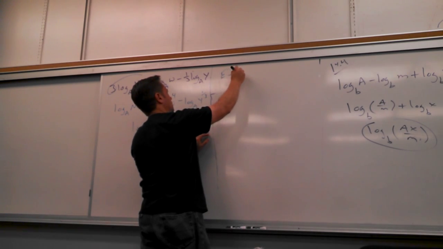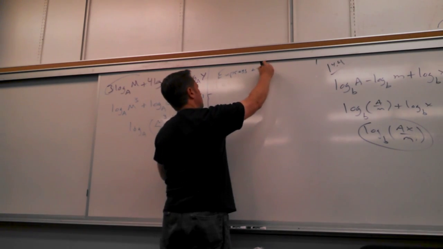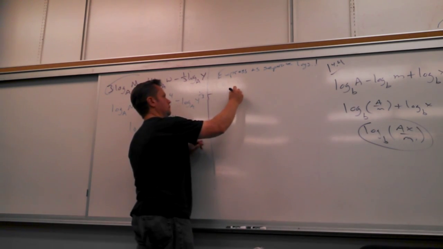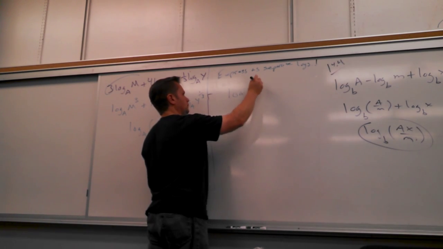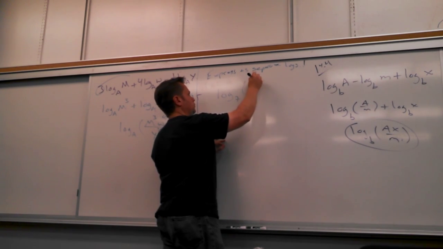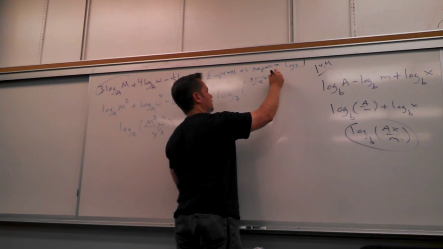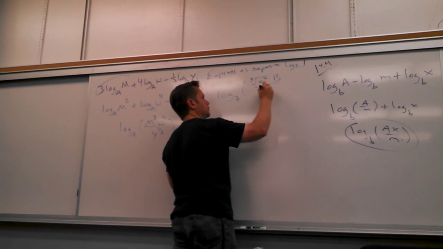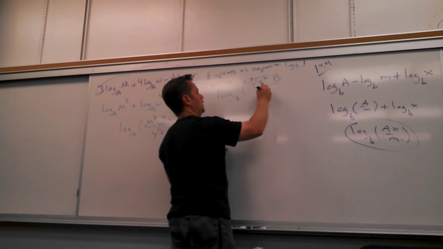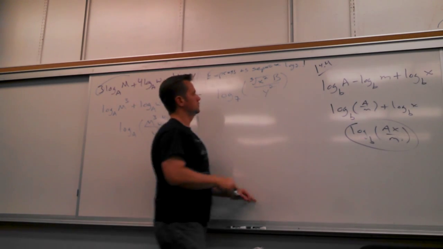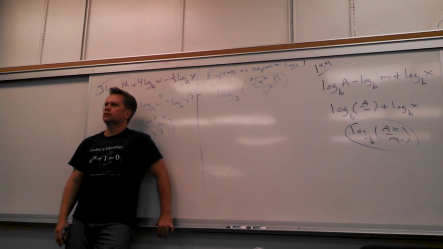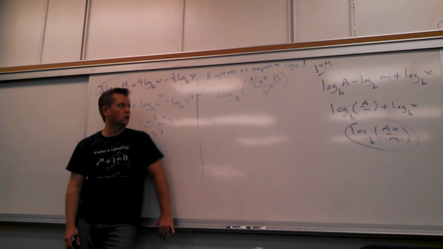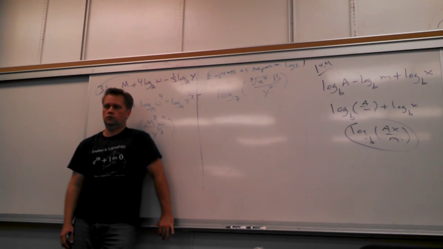So express as separate logs. Log base 7 of the cube root of x squared times b over y squared. Sure. So I do log 7 of the cube root of x squared, plus log 7 of b, and then minus log 7 of y squared.